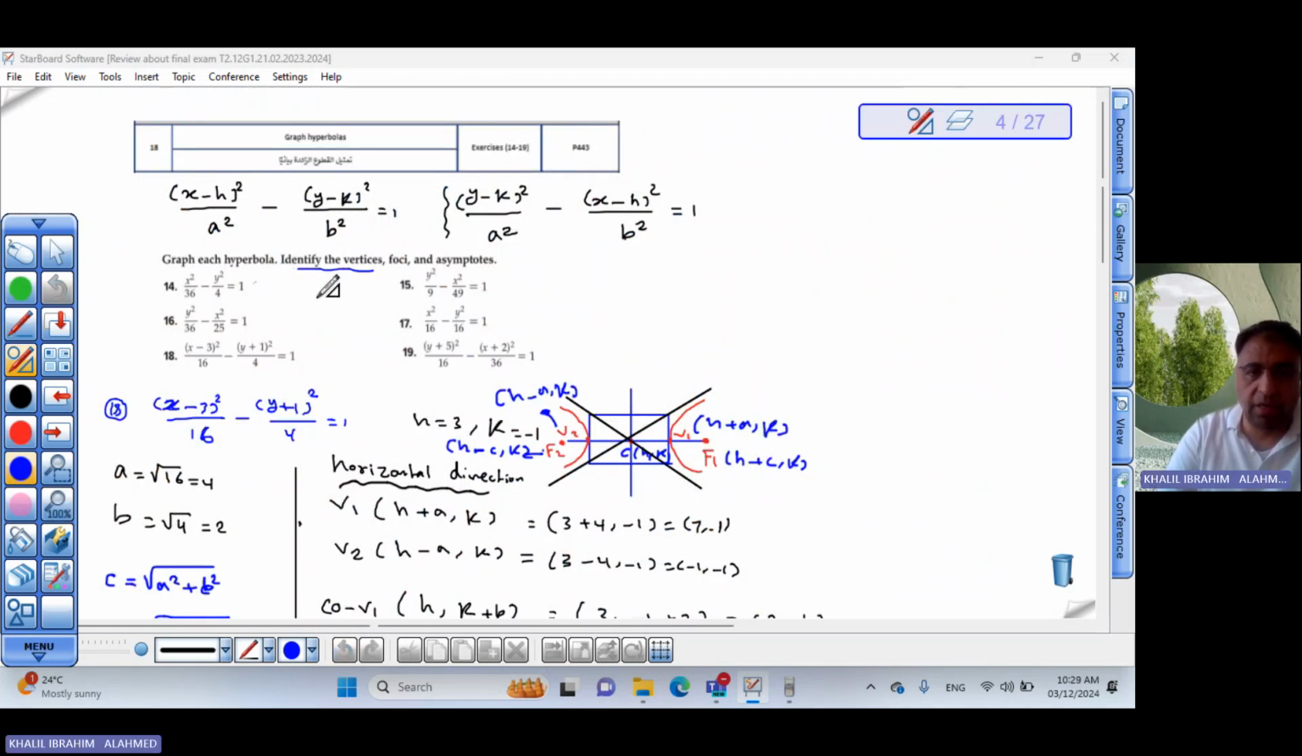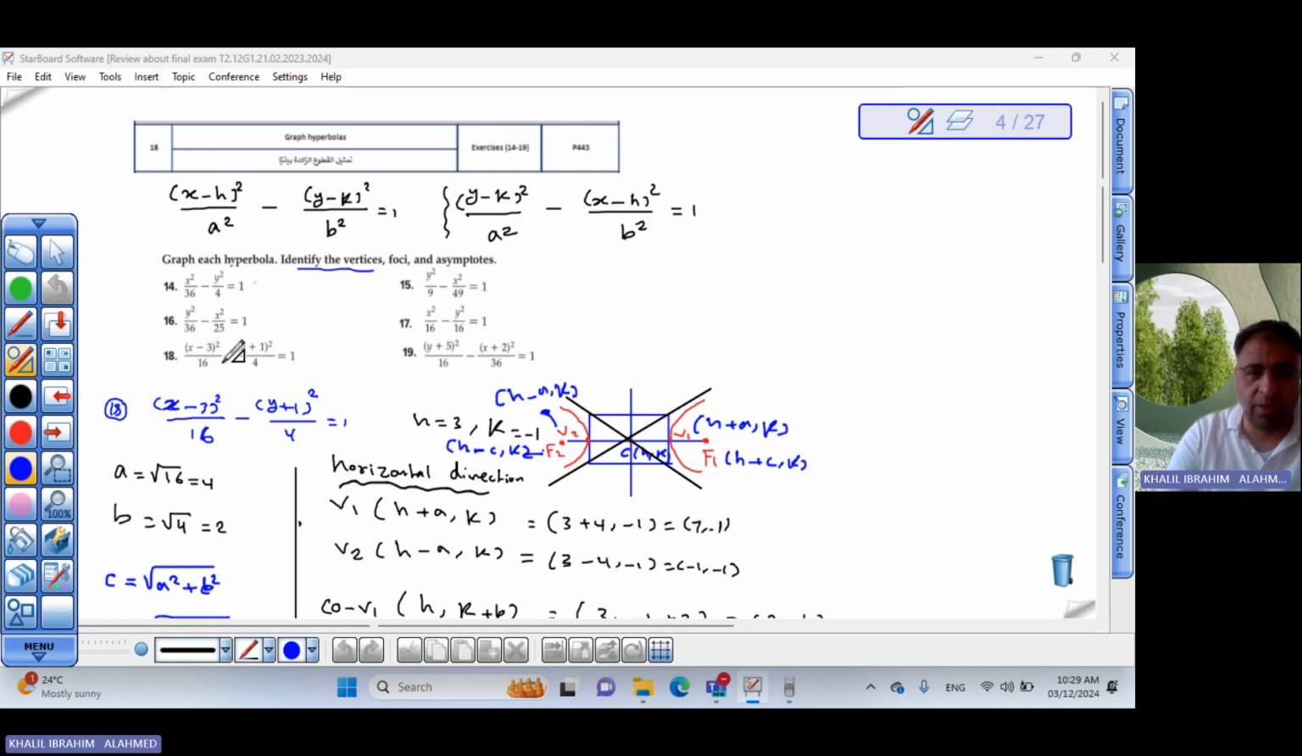Question 18, graph each hyperbola. Identify the vertices, foci, and asymptotes. Okay, the equation is given, but maybe ask you to identify vertices, foci, and asymptotes. Let's start to select question 18.